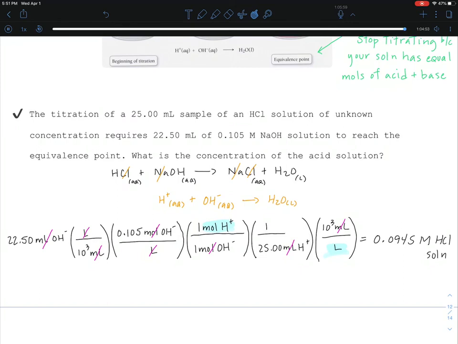So they asked me for the concentration of the acid solution, and that was the acid that was hanging out in the flask underneath the burette. I squirted 22.5 milliliters of a 0.105 molar sodium hydroxide solution into a flask that had 25 milliliters of acid. We just calculated the concentration of the acid that was actually in the flask. So that's how you would do a titration calculation.